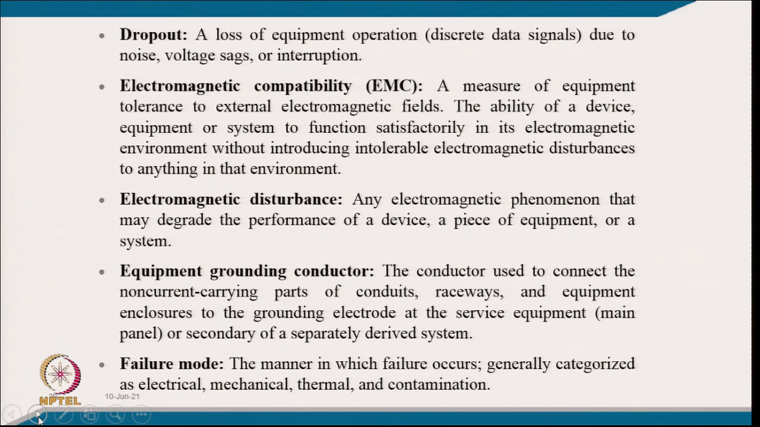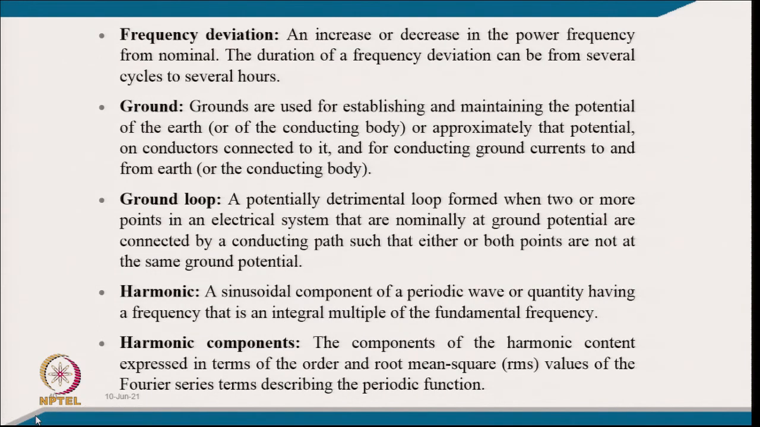An equipment grounding conductor is the conductor used for connecting the non-current-carrying parts of the conduit, raceway and equipment enclosure to the grounding electrode at the service equipment and main panel, or secondary of a separately derived system. Failure mode is the manner in which the failure occurs, generally categorized as electrical, mechanical or thermal contamination. Then the frequency deviation is any increase or decrease in the power frequency from nominal, as we defined earlier, and the duration of the frequency deviation can be from several cycles to several hours. Then the ground.